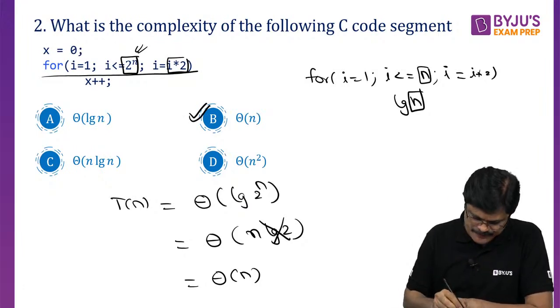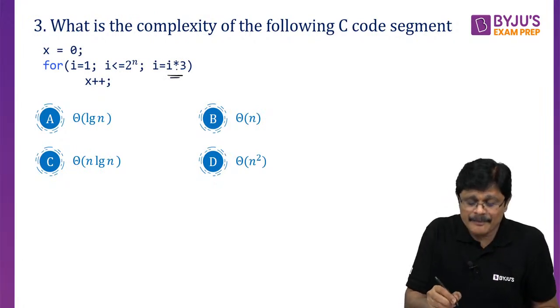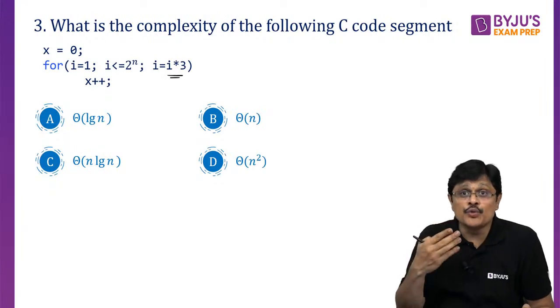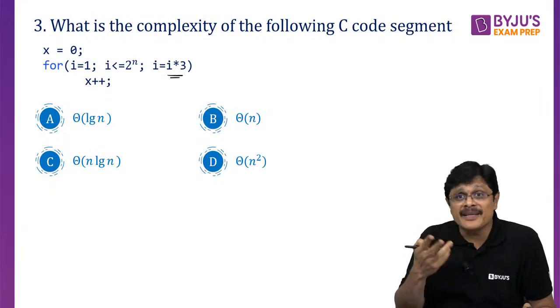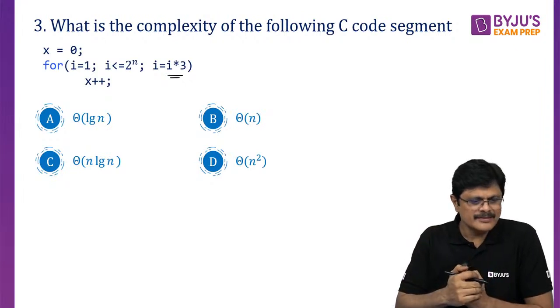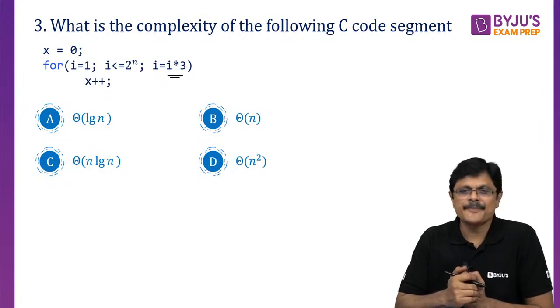The next problem. But here this time the value of i every time is multiplied by 3, not 2. Instead of 2 we are multiplying by 3, then what happens? What is the answer in this case? Same story or different story?